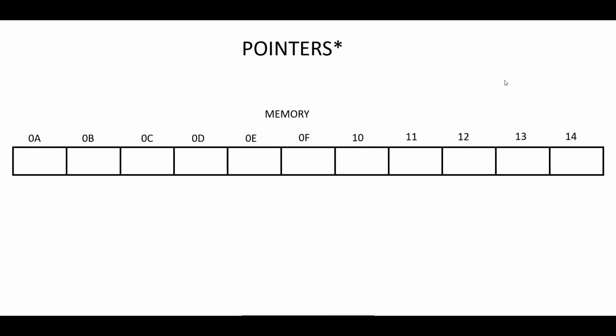These are integers basically, which are represented in hexadecimal form. Just like 0A means 10, 0B means 11, and so on. Let's say we have a variable var which holds a value 2. This value is stored in memory on address 0D.